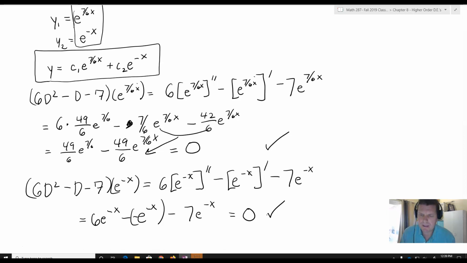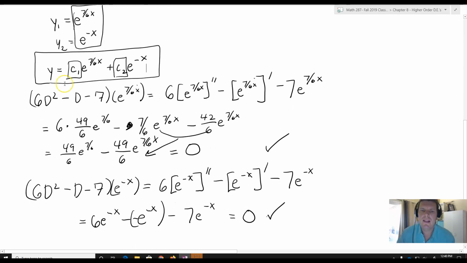Okay? Now, notice a couple things. If we want to get a particular solution, we'll do another example in a minute. We're going to need to find C1 and C2. So that means that essentially we're going to need a solution for y of 0 and also one for y prime of 0 in order to give us both C1 and C2. Okay? All right. That's it.